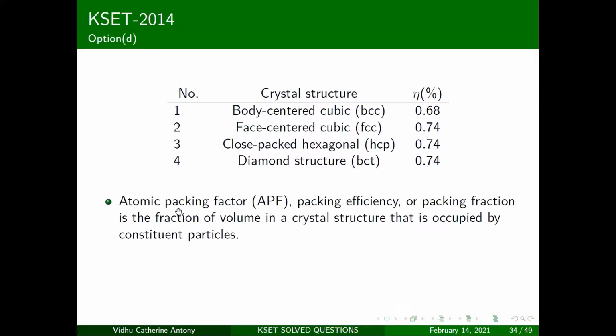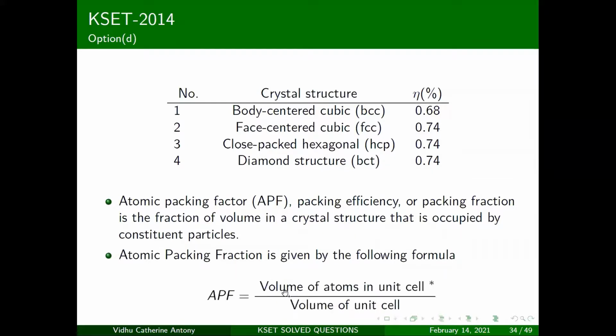Now let's look into this. So the atomic packing factor that you have, or the packing efficiency or packing fraction, what do you basically look into? So it is the number of atoms that you have in this particular crystal structure that's there. Okay, so it is a fraction of the volume of the crystal structure that is occupied by the constituent particles. So how do you calculate that? You basically have to look into the volumes of the atoms in the unit cell divided by the volume of the unit cell itself.